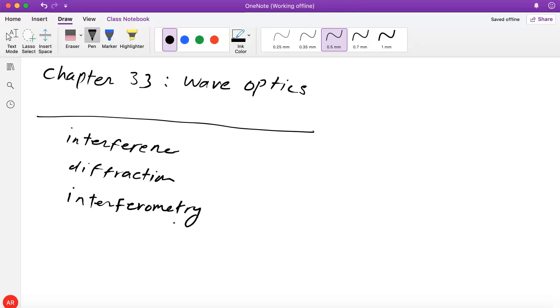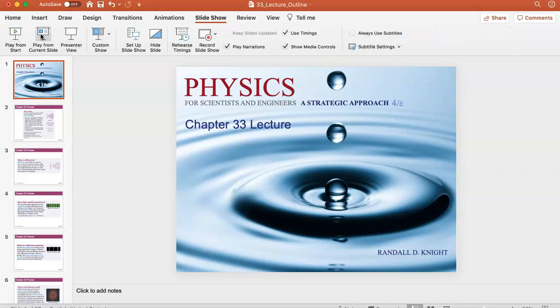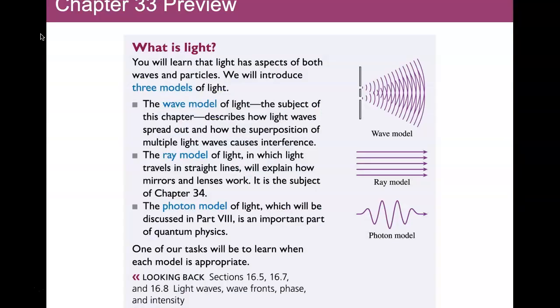And this chapter really directly builds on the chapter on superposition of waves, which we discussed before, chapter 17. So it's a very direct continuation of that material, and many of the results we find are just direct consequences of the superposition principle. All right, so let me take a look at the slides here. So we start with a preview of the material in this chapter.